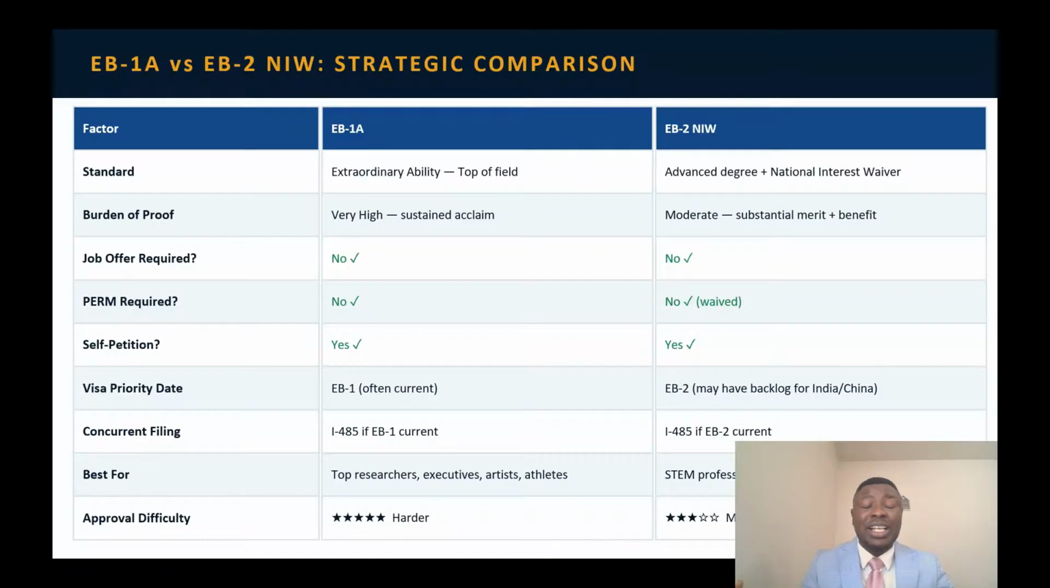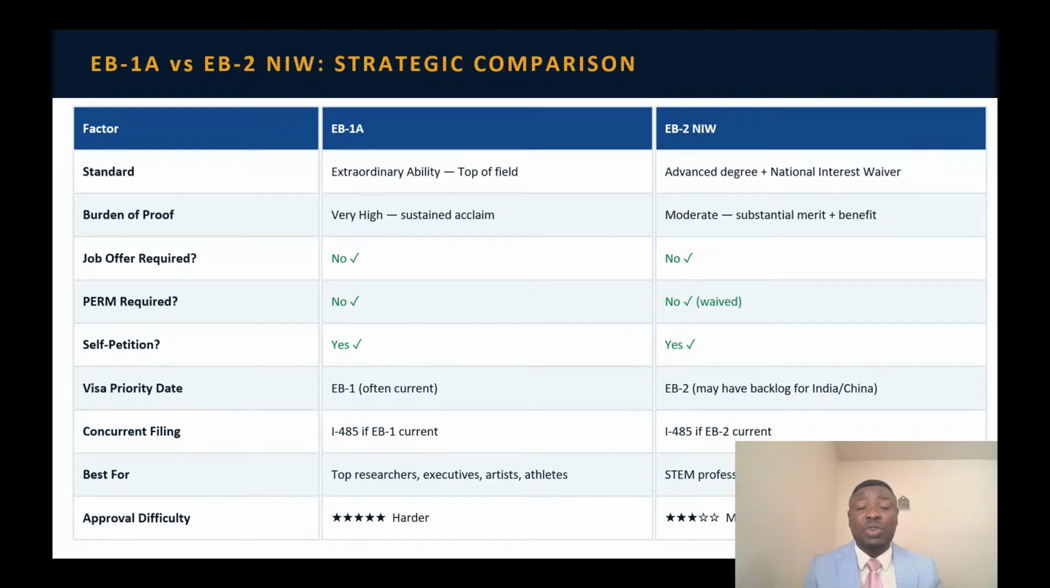So as far as the standard is concerned, EB1 requires extraordinary ability, and you need to show that you are at the top of your field. You need to show that you belong to the very small percentage of people who have risen to the very top of their field. Now, the burden of proof for EB1 is very high, and you need to show sustained claim.